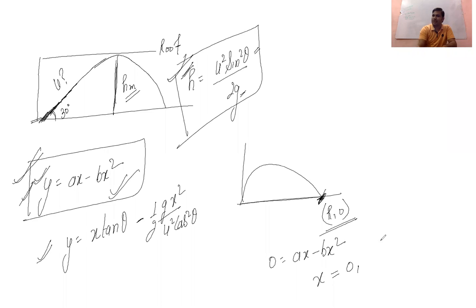It will be 0 or it will be a by b. So at 2 points, y will be 0 when x is equal to 0, and x is non-zero when y is 0. So a by b will be your range. In this way we can calculate the things they have asked.